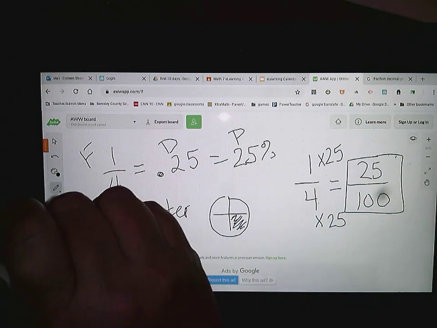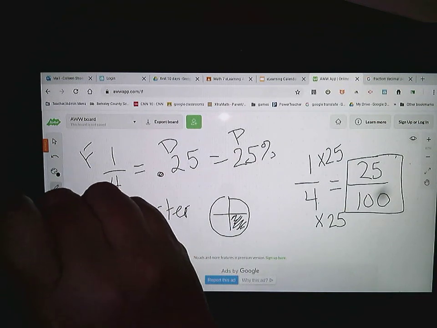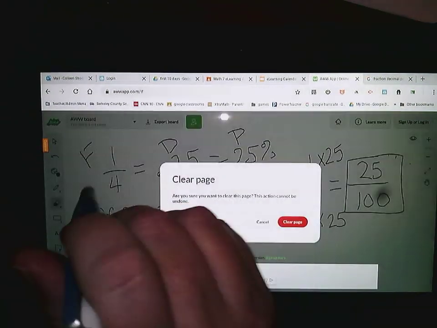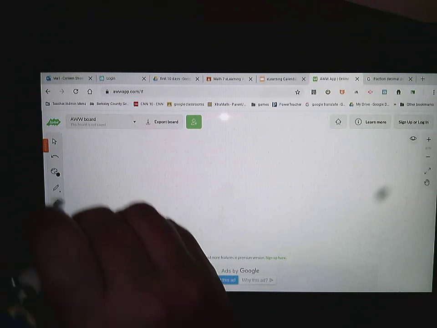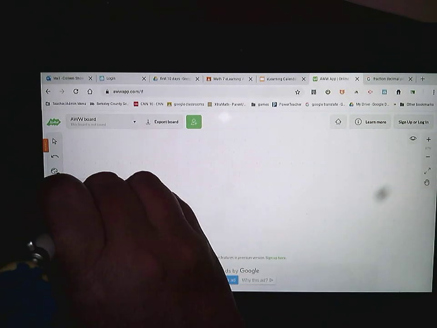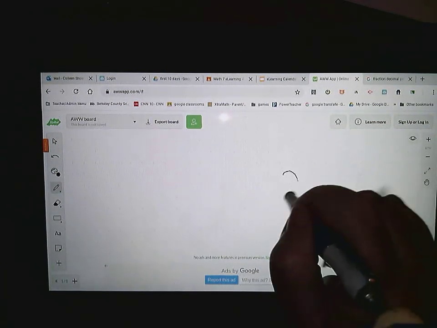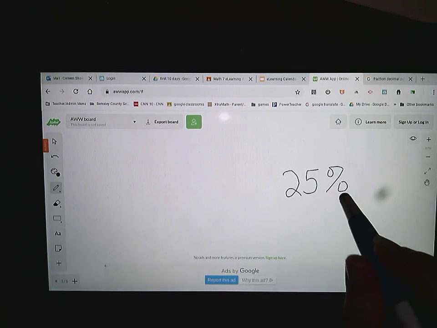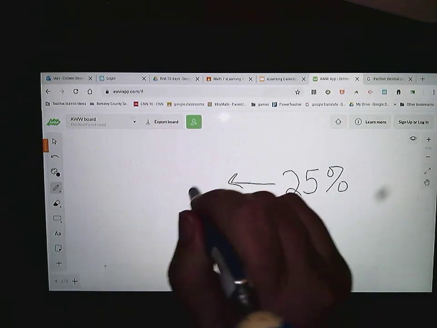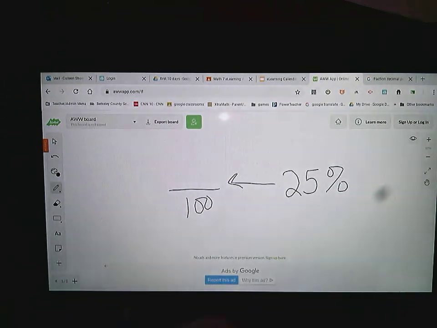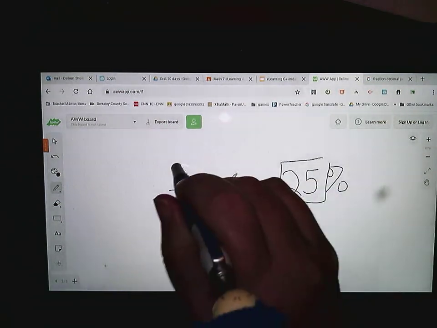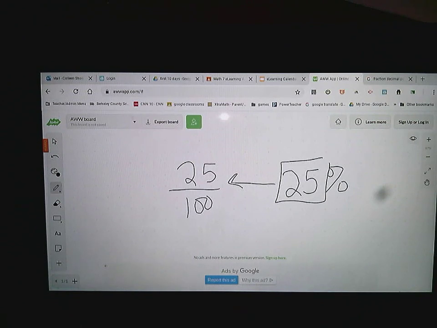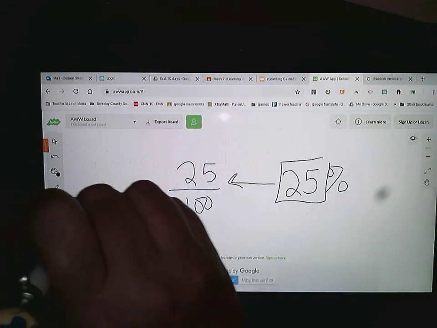If I'm going back and forth, now let's clear this off a little bit here. Let's say I wasn't given the fraction to start with. Let's say I had been given the percent. Any percent, remember, it can be written over 100. So you take whatever number's in the front and write it as that. Another option.